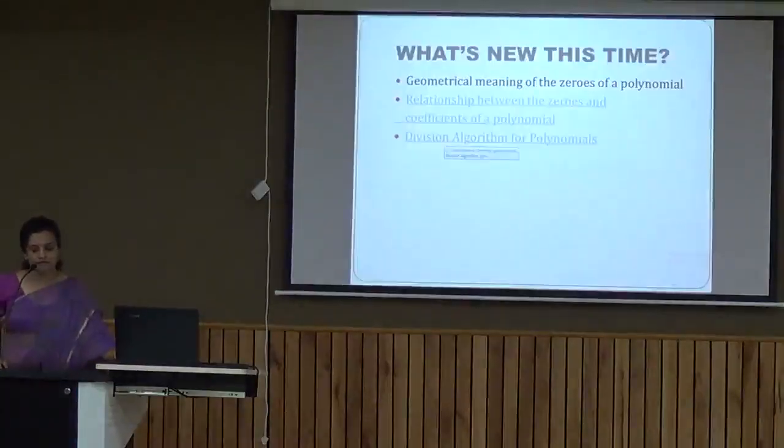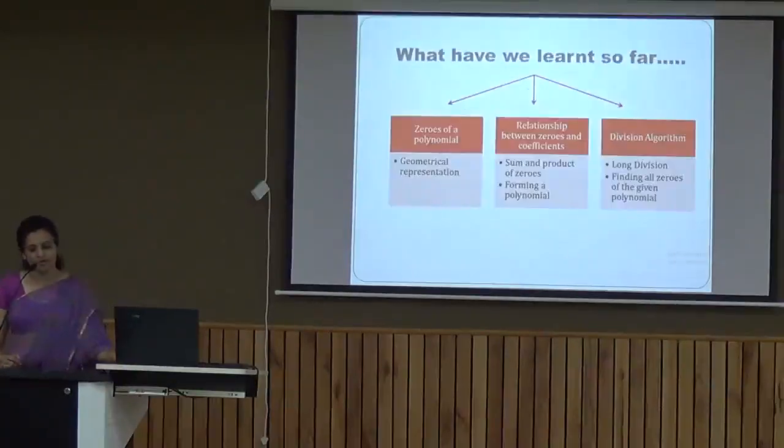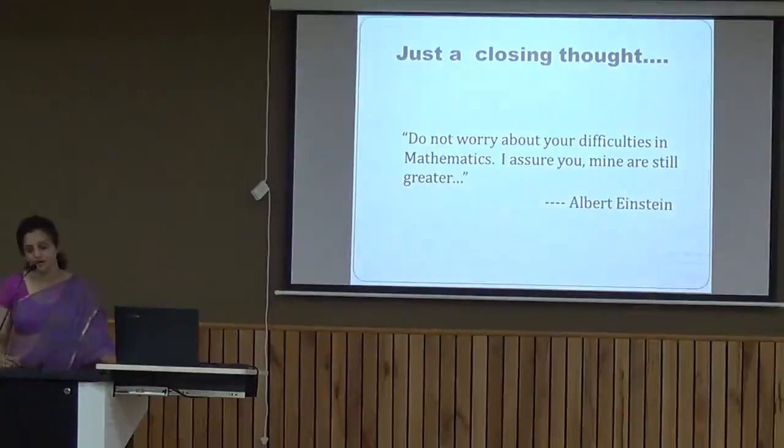Right? Now this gives us three things that we have learnt this time. Geometrical meaning of the zeros of a polynomial, relationship between the zeros and coefficients of a polynomial. What was that? Yes, sum of zeros is minus b by a, product of zeros is c by a, and division algorithm for polynomials. Right, zeros of a polynomial, we did geometrical representation, then the relationship between the zeros and coefficients, and the division algorithm.